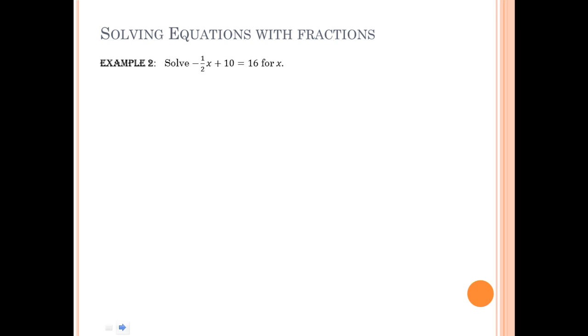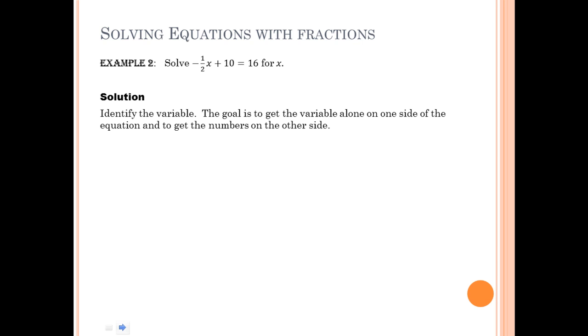Let's look at another example. We want to solve negative 1/2 x plus 10 equals 16 for x. So first, we identify the variable. Our goal is to get the variable alone on one side of the equation and to get the numbers on the other side. In looking at this equation, the variable x is on the left side.